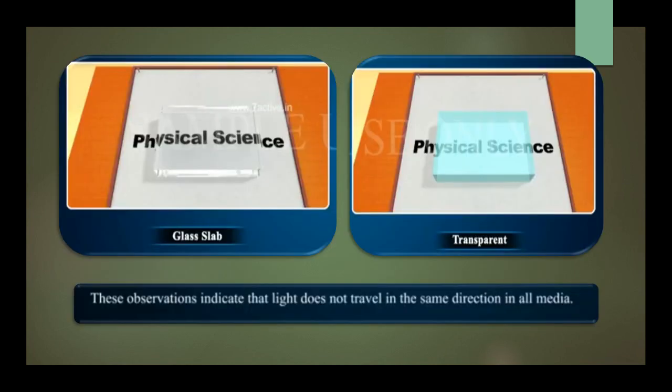In the same way, we can observe that when a thick glass slab is placed on a printed paper, the letters are highly raised as compared to when a thin transparent medium is placed on the printed paper, where the letters are not so much raised. These observations indicate that light does not travel in the same direction in all media.